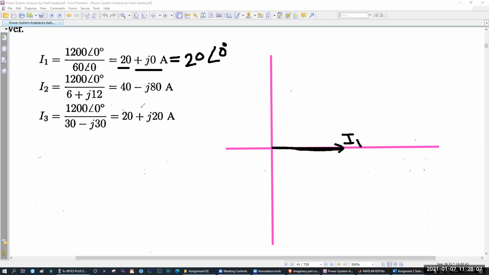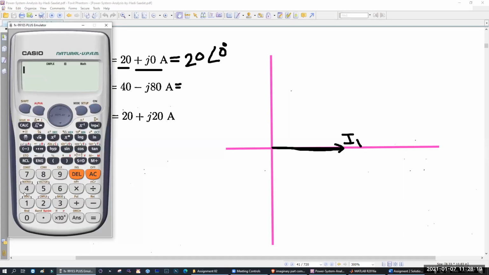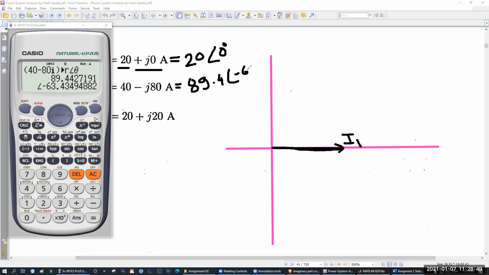Then what is your I2? I2 is 40 minus 80i. You have to convert this to polar form. So I'm going to write 40 minus 80i and convert that to polar. I'm not sure whether the bracket is needed or not. So the magnitude is 89.4 and the angle is minus 63.